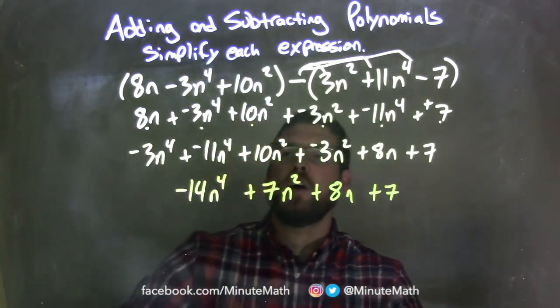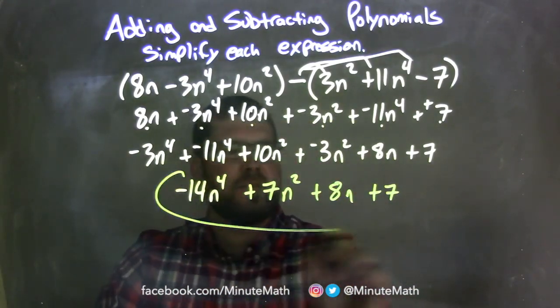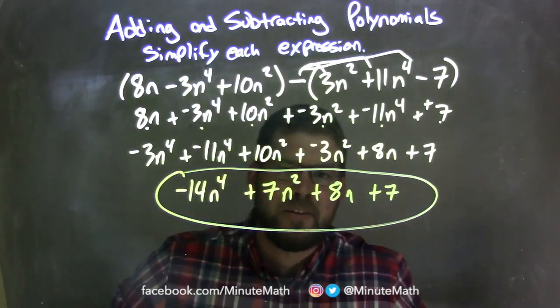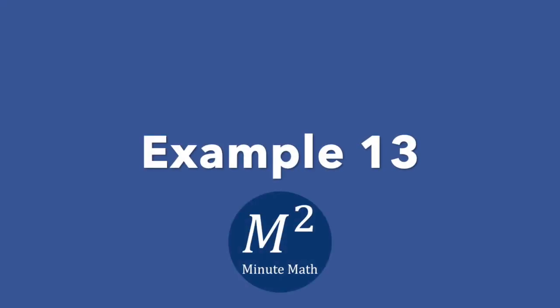And there we have it. We have our final answer here. Nice and neat, simplified. Negative 14n to the fourth plus 7n squared plus 8n plus 7.